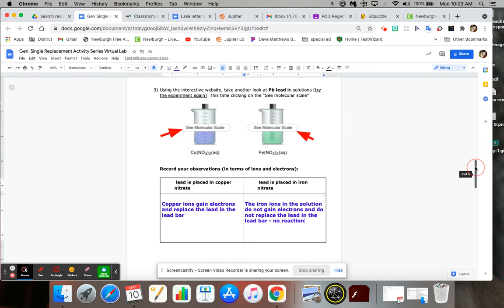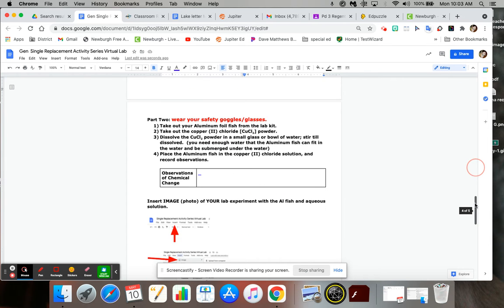Okay, so at this point, you're going to be doing your experiment at home with your aluminum foil and your copper chloride powder. Okay, good luck and keep going.